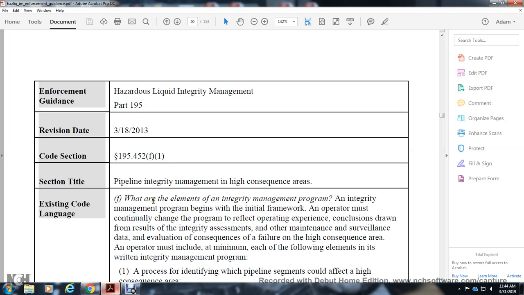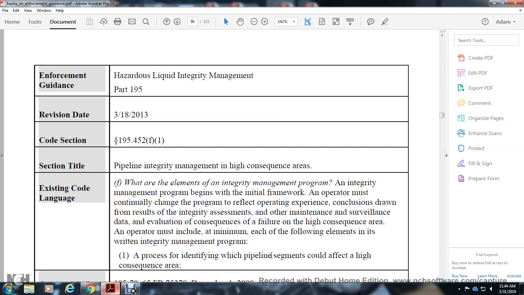Existing code language. What are the elements? Integrity management program. An integrity management program gives the initial framework. An operator must continually change the program to reflect operating experience, conclusions drawn from the results of the integrity assessments, other maintenance and surveillance, and evaluation of consequences of a failure in the high consequence area. An operator must include, at minimum, each of the following elements in the integrity management program.